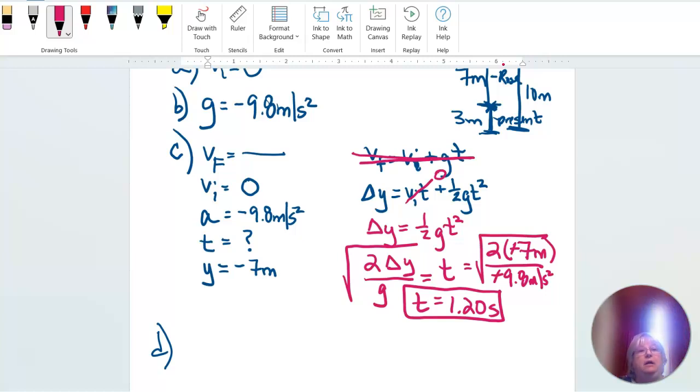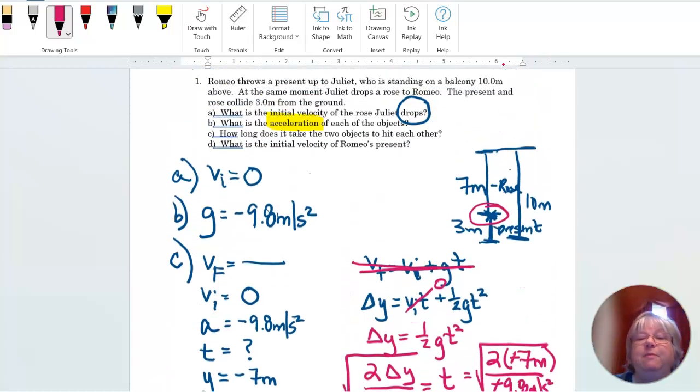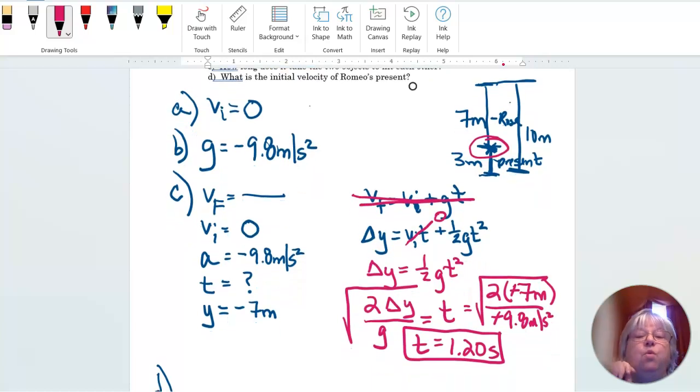So now I know how long it takes her rose to go from her hand to where it collides with the present. Now that gives me also a very important piece of the puzzle about Romeo. That is the same amount of time that the present is going to go from his hand to where it collides with the rose. So my final question is, what was the initial velocity of his present?